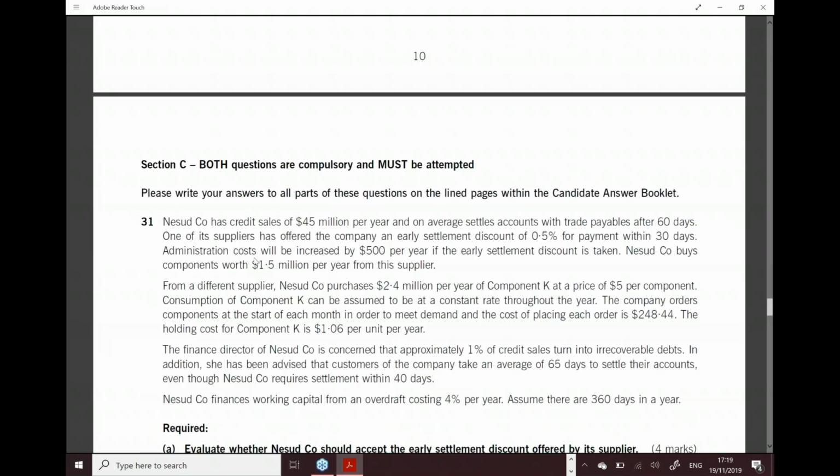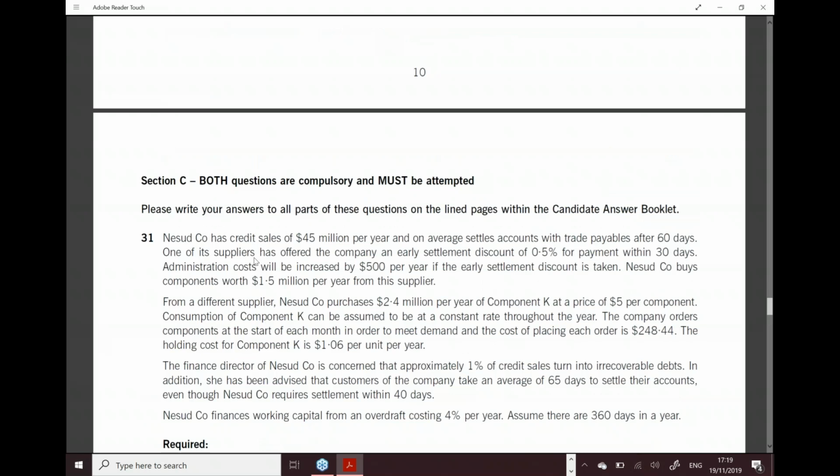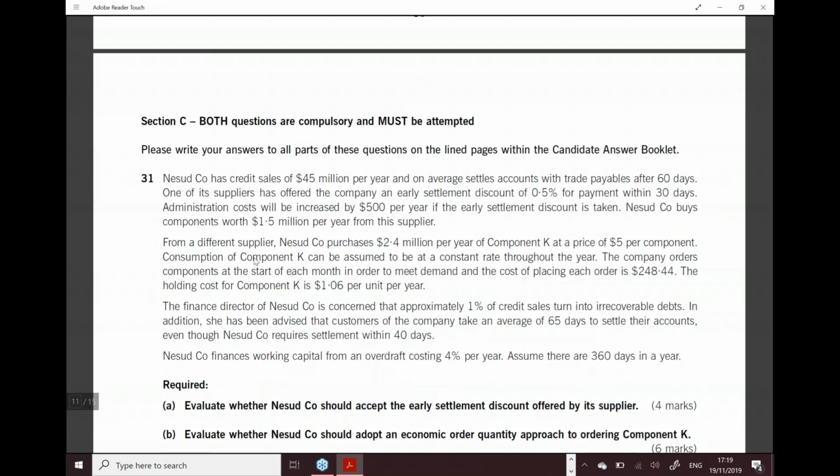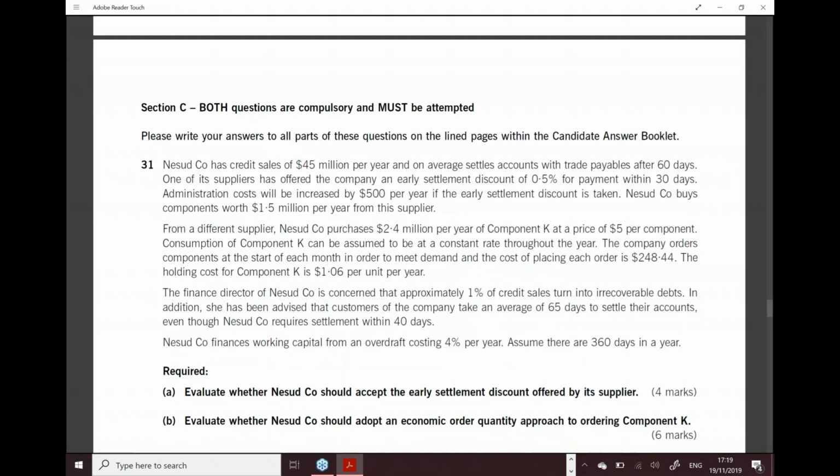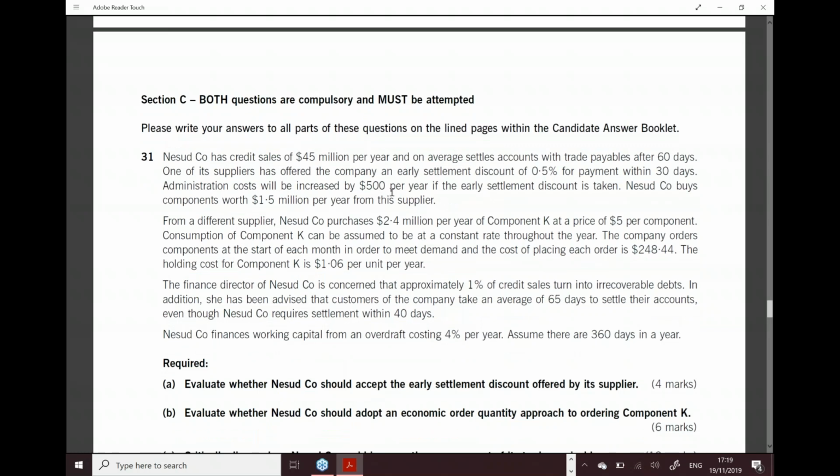So we now come to the last part of this. Yep. So the first question is a little bit about working capital management. So let's just quickly take a peek at it. Evaluate whether the company should accept the early settlement discount offered by its supplier. So what do we have here? This supplier has offered the company an early settlement discount of 0.5% for payment within 30 days. Administrative cost will increase, however, by 500 per year if the early settlement discount is taken. The company buys components worth 1.5 million from this supplier.